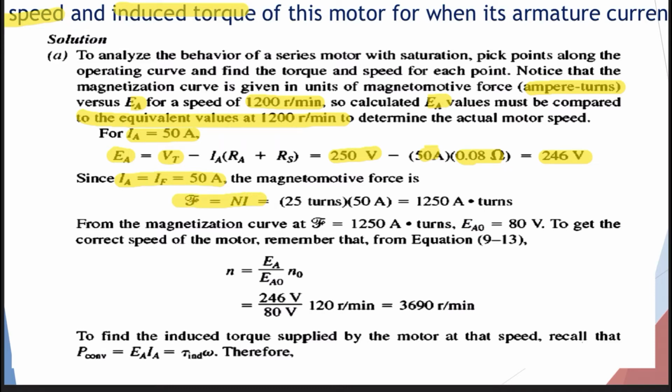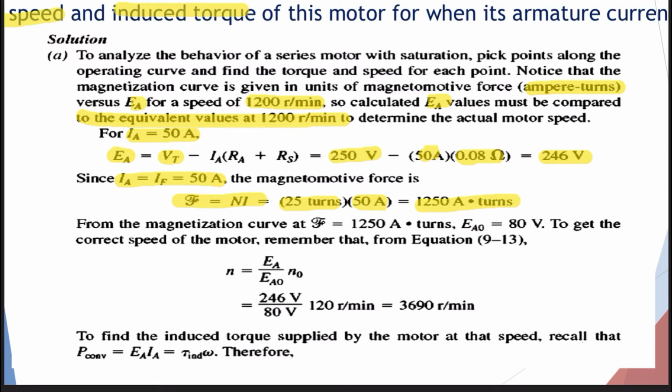Magnetomotive force equals what? N multiplied by I. What is N here? N is the number of turns, which is given in the question, 25 turns. And I here is IF, 50 ampere, the same current. The answer will be 1250 ampere-turns.